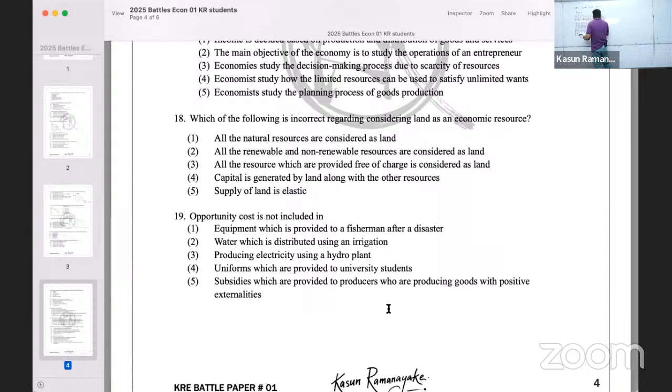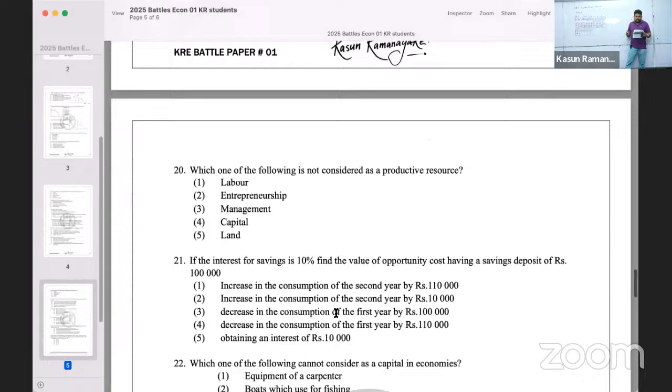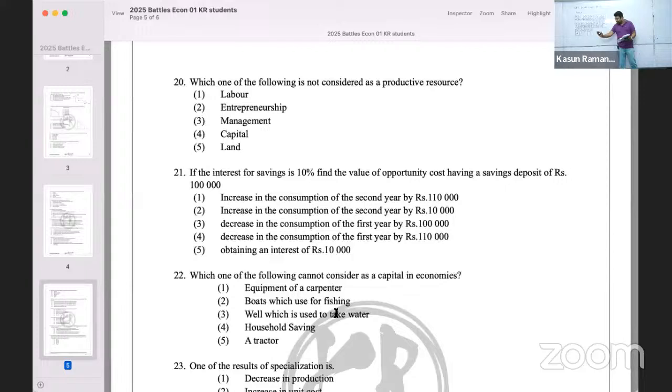For question number 19. Question number 20 now. Which one of the following is not a productive resource? What's a productive resource? It's another name for economic resource. Labor is land, labor, capital, entrepreneurship. What's the other answer here? Management. Management is not being considered here. Management is a factor which increases the productivity. That's how we identify it. Clear? Then the third one is the answer.